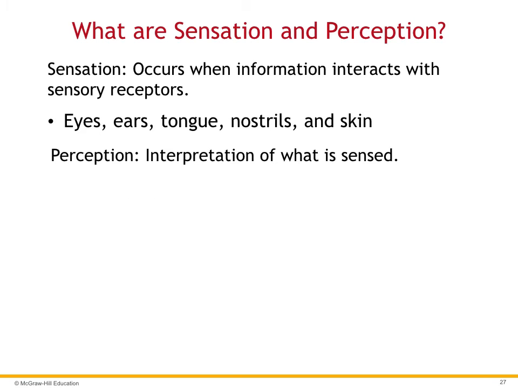When we look at sensation and perception, sensation occurs when information interacts with sensory receptors. And so it is interacting with their eyes or their ears, their tongue, their nose, their skin. Perception is interpretation of what is sensed. So first an infant will have the sensation, and then perception is what is interpreted.